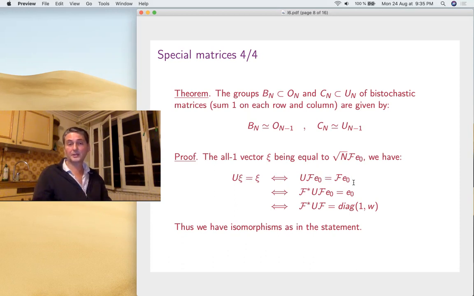Now, using the fact that F is unitary, I multiply by F star. So F star U F must be a matrix which sends (1, 0, 0, ...) to (1, 0, 0, ...). So it has to be block diagonal. First you have to put 1 and then something here. So that's the condition for a unitary matrix to be bistochastic: in Fourier it must be block diagonal, 1 and then something else. So you're done. I mean, that's the isomorphism. That something else must be unitary. There's no restriction on it. So you get this isomorphism too. Now by taking real parts, let's say you get this one too. So very nice. Every time you see circulant, you do it in Fourier, and also bistochastic, you do it in Fourier.